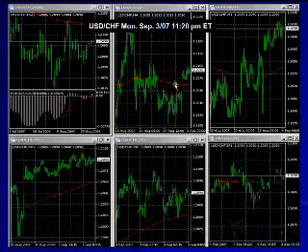I'll give you a clue. The red squiggly lines are the 200 EMAs on all of the charts. I want you to just study these charts for a minute and tell me what you think, or tell yourself what you think, and I'll give you the answer in a minute.